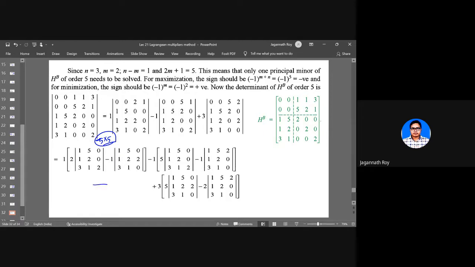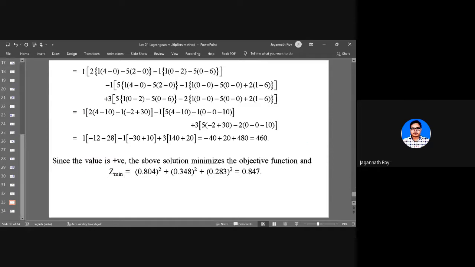If you just use the traditional approach and proceed as follows, finally we can see that this is greater than 0. So what it implies is that if this is positive, the function will be a minimization, and the minimum value will be of this type because it was x1 square plus x2 square plus x3 square. So this is our final optimal solution.